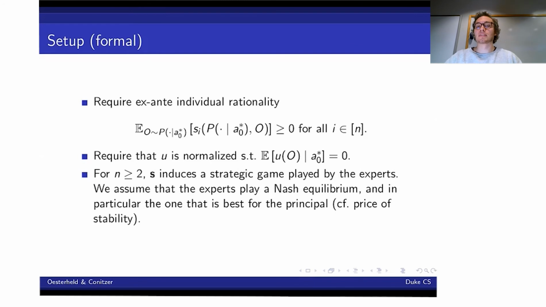So to address this, we will assume that the experts play a Nash equilibrium of this game induced by the scoring rule of the contract. In particular, we will generally assume that they play the Nash equilibrium that is best for the principal. This is related to the notion of the price of stability, as opposed to the price of anarchy that is perhaps better known. This seems somewhat optimistic.